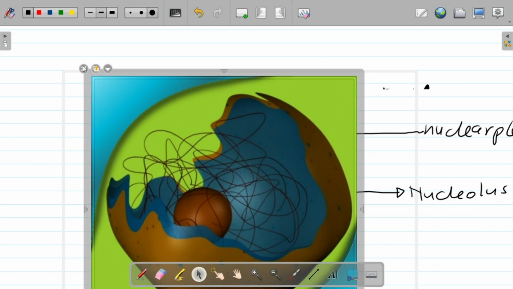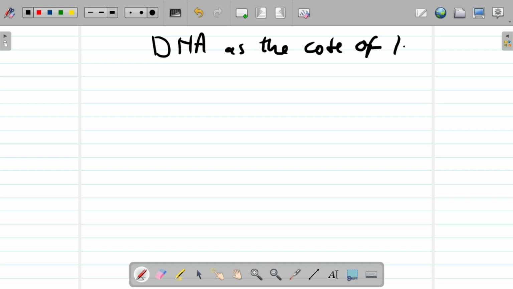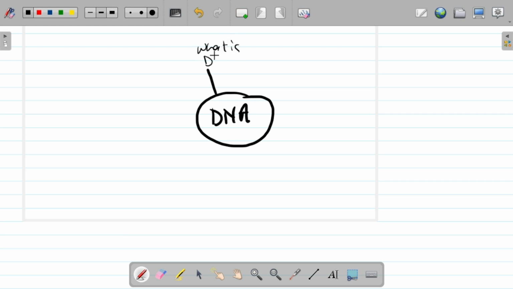Great, let me get rid of this. So, what are we going to be doing when we look at DNA as the code of life? So, DNA is the code of life. Let's quickly do a summary. First things first, we're going to look at what is DNA. Basically, this is a summary of what we're going to do. What is DNA? And then you'll find out that DNA is a nucleic acid, and there are two types: the actual DNA, and one is called RNA. And then we're going to look at the structure of DNA, and then the history.